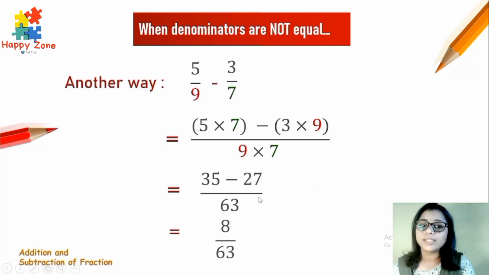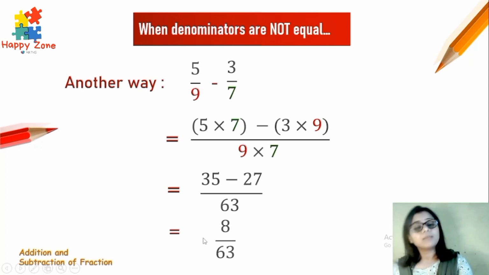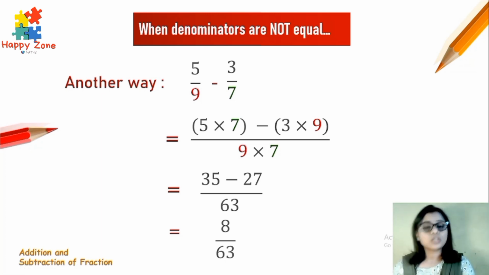What we do here is multiply the denominators and then multiply each numerator with the denominator of the other fraction. Many of my children find this method easy, but in this case we don't get the least common multiple. We get the common multiple but not the least one. So most of the time you are supposed to simplify whatever final answer comes. That is the only extra thing you will have to do here.